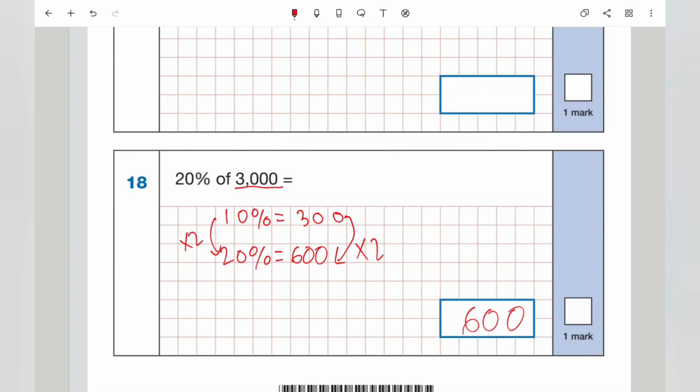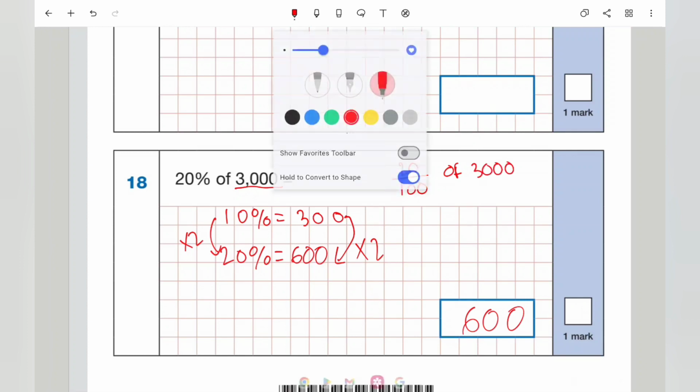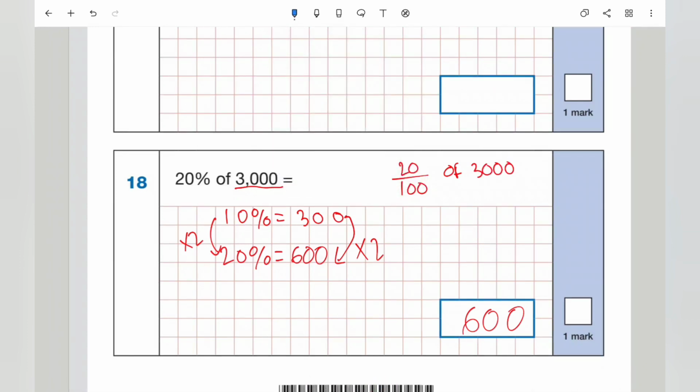Another way to work this out very quickly is to convert the percentage to a fraction. So 20% as a fraction is 20 over 100 of 3000. Let's do it in a different color, let's do it in blue. You can do 3000 divided by 100 as your step 1, and then step 2 would be the answer times the top.